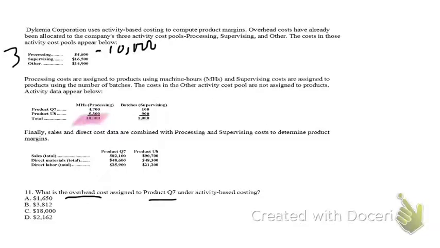I'm going to divide the supervising by the 1,000. So I'm going to divide that 16.5 by 1,000. And when I do that, I will get 46 cents for processing, 46 cents for processing, and $16.50 for supervising. So those are the only two overhead. I can't assign the other, so all I can do is assign the overhead. So it asks what overhead is going to be assigned for Q7. Well, Q7 takes 48.